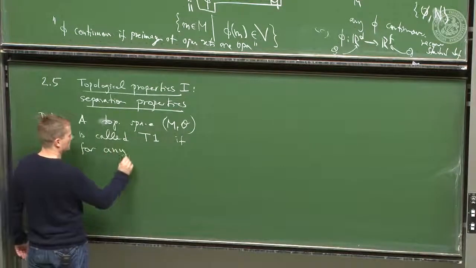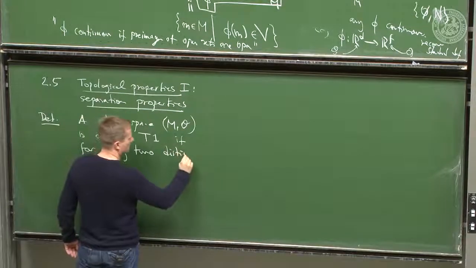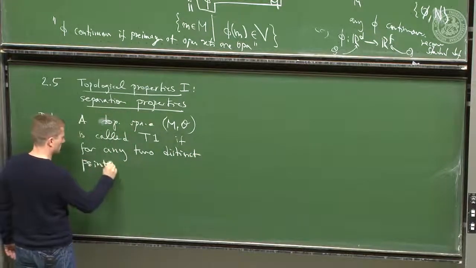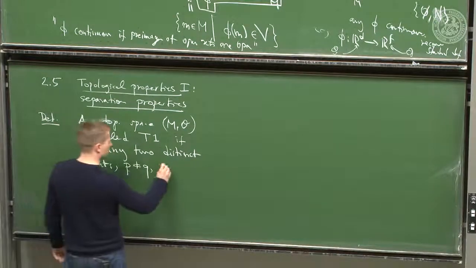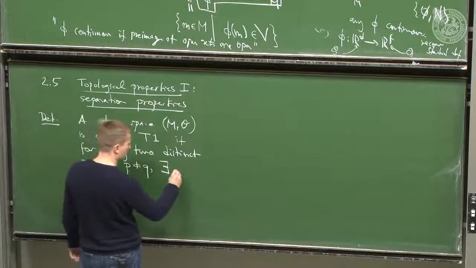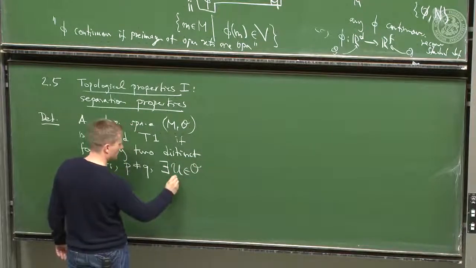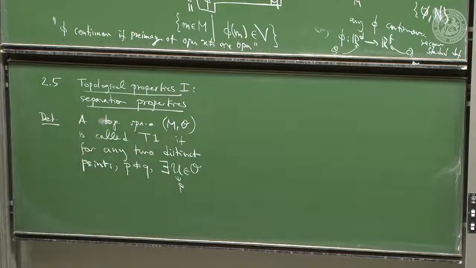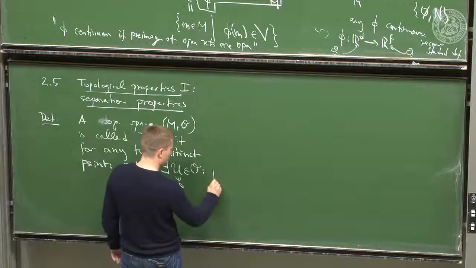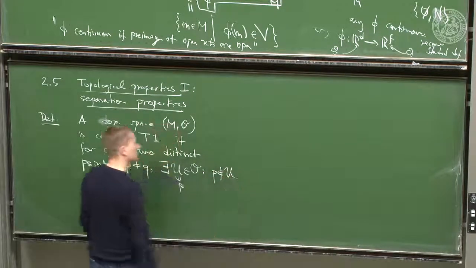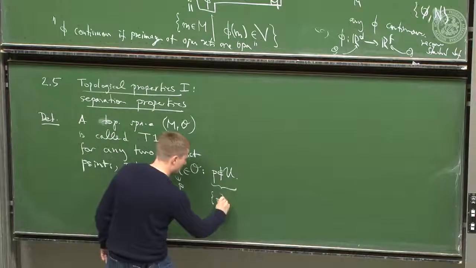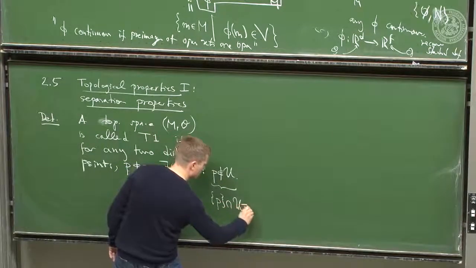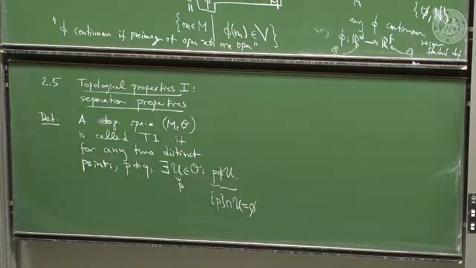for any two distinct points, that means point P, that's not the same as the point Q, there exists an open neighborhood of P, there exists a U in the topology that contains P, such that Q does not lie in U. Or one can write this differently, that the set with the element Q does not intersect U, meaning that the intersection of this one point and U is empty. Such a space is called T1.